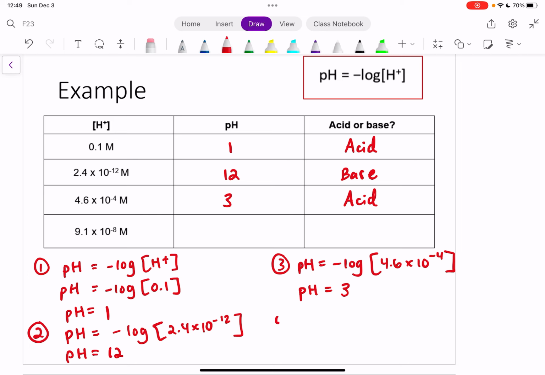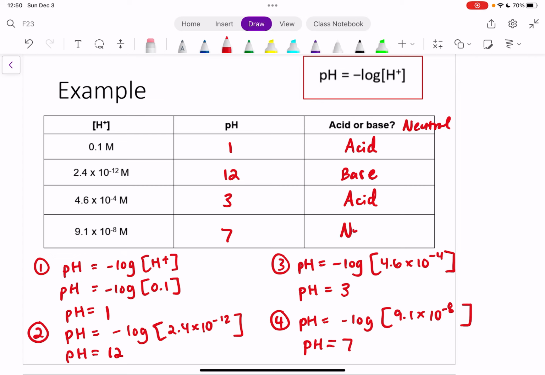All right, and then the last one, we've got pH equals the negative log of 9.1 times 10 to the minus 8. And that's going to give us a pH of 7. So that one's actually neutral. And I didn't give you the option for neutral, but it's an option as well. So that one is going to be neutral.